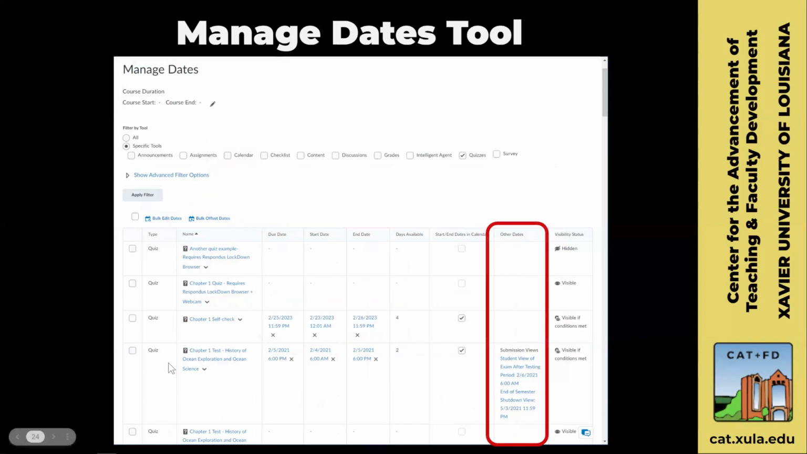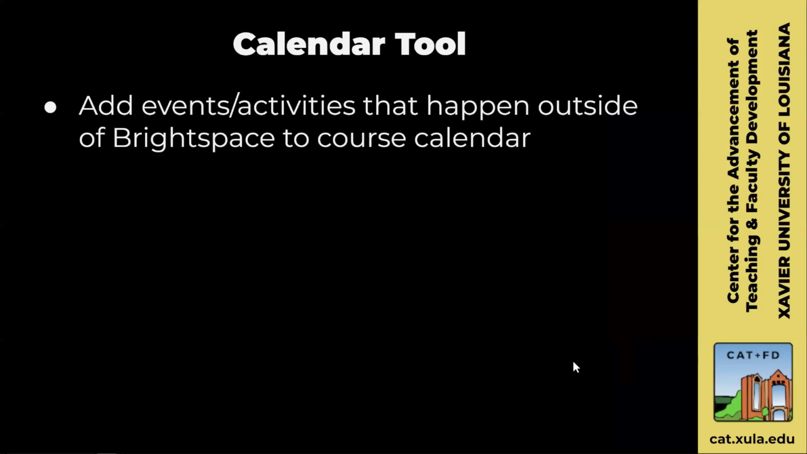And this one here is a quiz. With this quiz, you may be familiar with what D2L calls submission views. They have been changed to quiz results displays. But anyway, after a quiz is over, after the testing period, you may want the students to be able to see the quiz after the fact. And so you can set up a submission view. In here, you can actually see what dates you have assigned to those and make changes to those as well. So this manage dates tool is really helpful when you want to make changes, edit your dates in bulk.